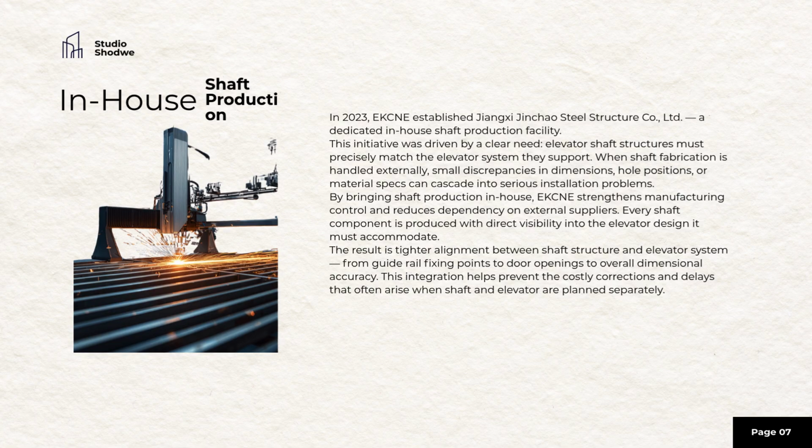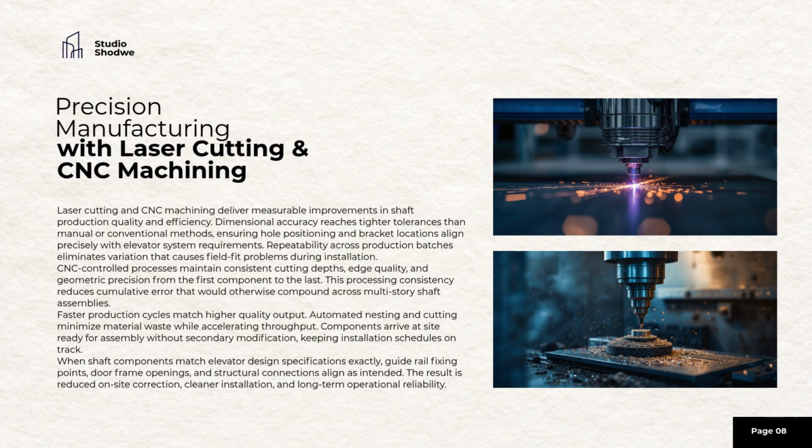EKCNE's shaft production facility introduced laser cutting systems and CNC machining equipment. The value of this equipment is not only production speed for elevator shaft structures. Laser cutting and CNC machining can improve dimensional accuracy, hole positioning, repeatability, and processing consistency. That means shaft components can be produced more closely according to the elevator design. This helps improve coordination between the elevator system and the shaft structure before the project reaches the installation stage.